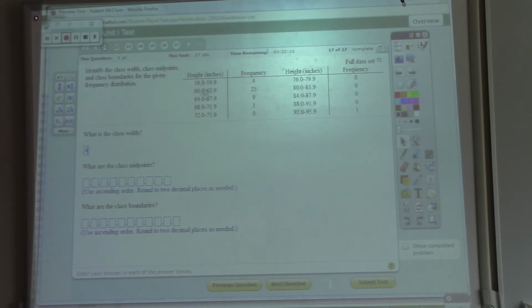Class midpoints. I'll find the first one. 56 plus 60 is what? 112. And this is to the 10th, so we have to do it to the 100th. So half of 112 is 56, no, 57.95. So this one is 57.95, and this one is 55.95.